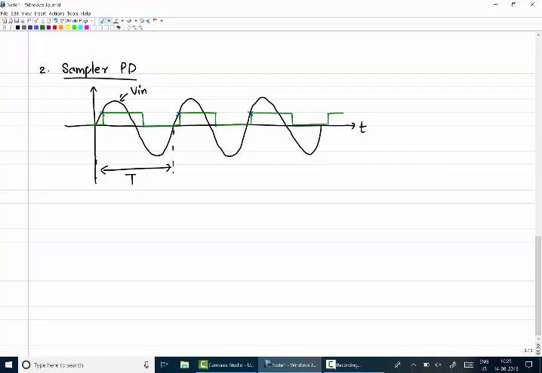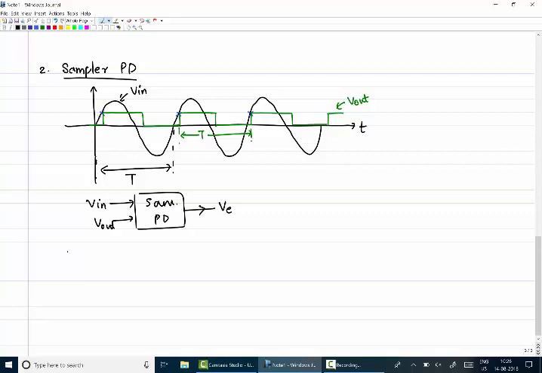Let us say like this. Let us say this is my V out signal and V in is shown in black, and I am sampling my V out with respect to V in, and the period of V out is also the same, T. Okay. So the block, the sampler based PD, is some block which takes two signals V in and V out, and the output of this I am calling V error. Okay, this is the sampler based PD.